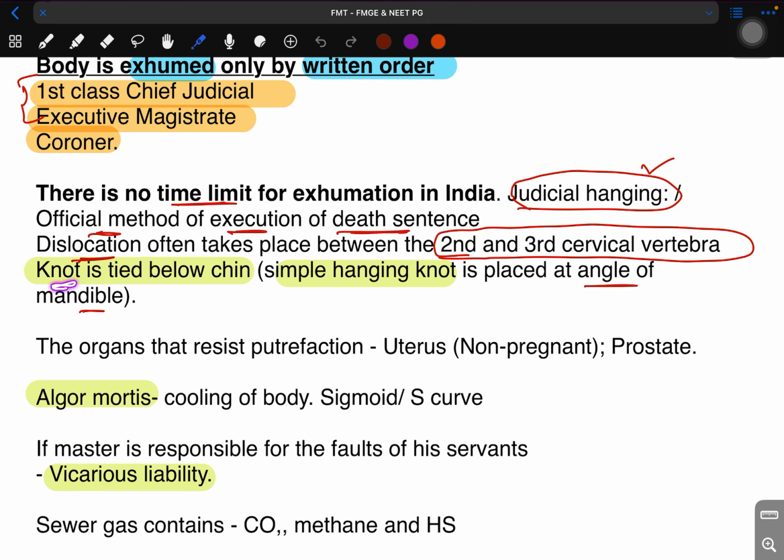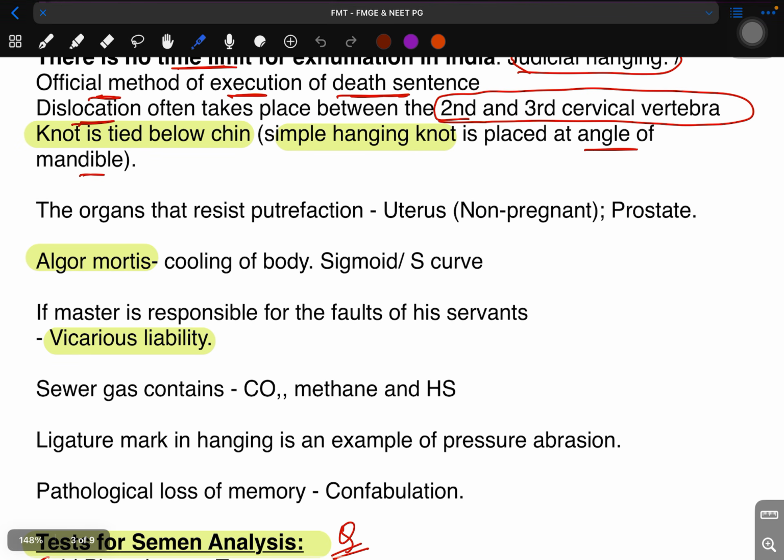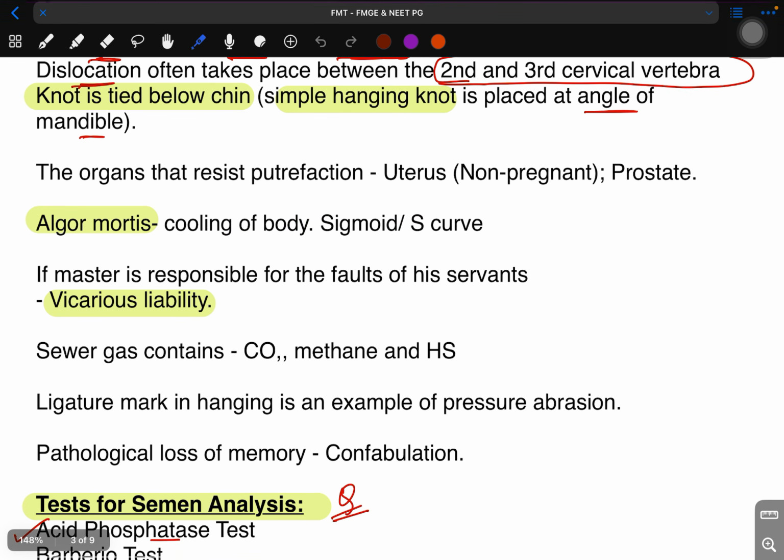Where is the knot tied? Knot is tied just below the chin, and it is a simple hanging knot. It is placed at the angle of the mandible. So, this portion is very, very important. The organs that resist putrefaction are the uterus in non-pregnant females, and in males it's the prostate. What is algor mortis? Algor mortis is the cooling of the body, and if we plot it on a graph, we will find sigmoid or S-shaped curve.